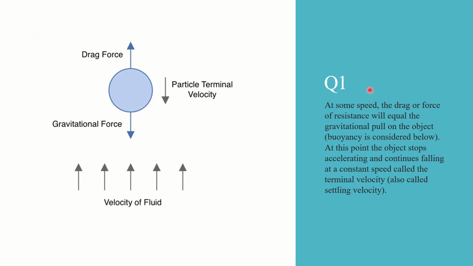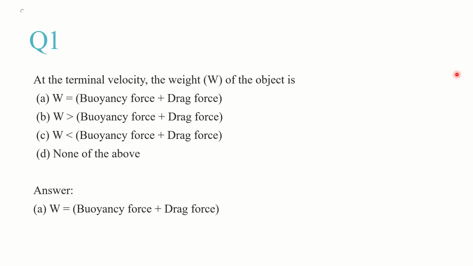So actually, at some speed, the drag, or the force of resistance, will be equal to the gravitational pull on the object. At this point, the object stops accelerating and continues falling at a constant speed called the terminal velocity. So when the drag force is balanced by the gravitational force, this point is known as the terminal velocity. So this is what we have seen here. And the buoyancy force and the same as minimum fluidization velocity? Yeah, kind of. It depends, but conceptually it is.